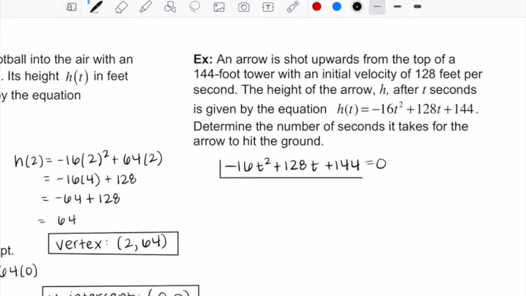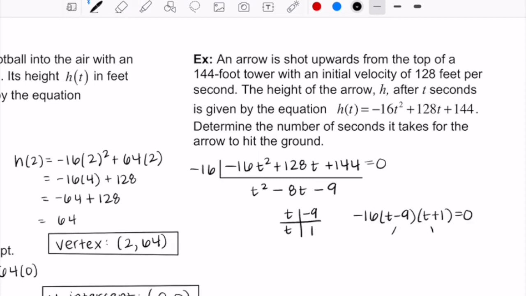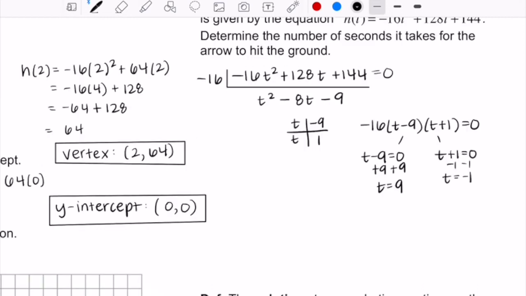On this question, I can factor out a negative 16 because all three of those numbers are divisible by 16. And so when I divide that out, I'll be left over with t squared minus 8t minus 9. I'll t-chart what's left over. Two numbers that multiply to give me negative 9 and add to give me negative 8 are negative 9 and positive 1. And then I'll use the zero product property and solve this to find the x-intercepts. And so when I do that, I'll get t equals 9 and t equals negative 1.